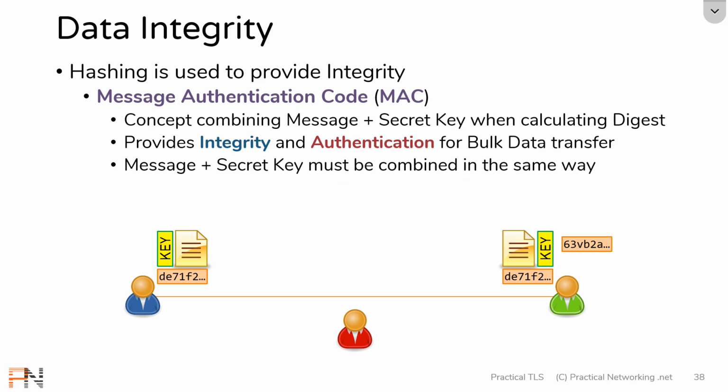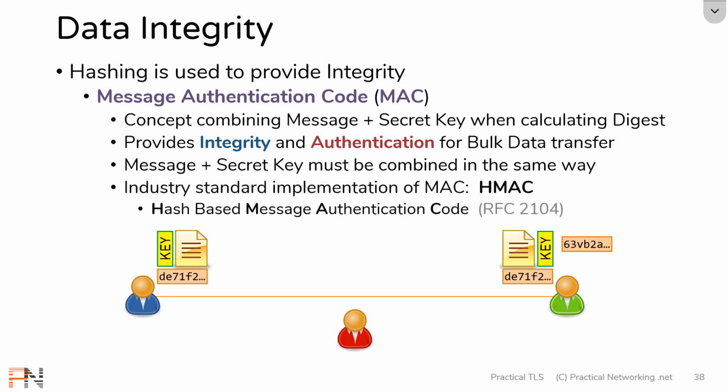Now, the industry standard for how to implement a specific MAC, aka for how to combine a message with a key, is called the HMAC. It's the hash-based message authentication code, and there's an RFC which specifies exactly how to combine the key with the message. And that is how SSL and TLS provide data integrity.